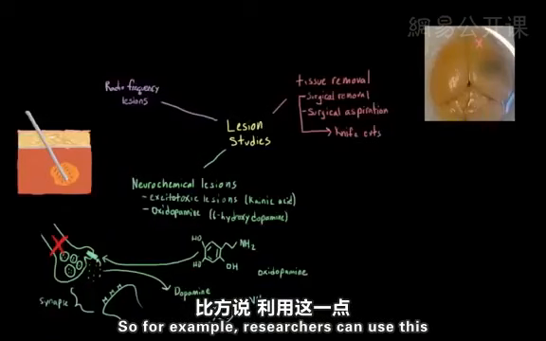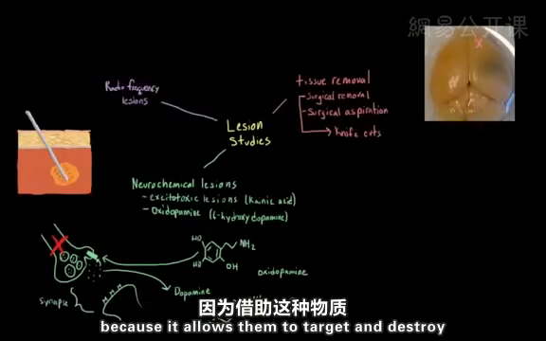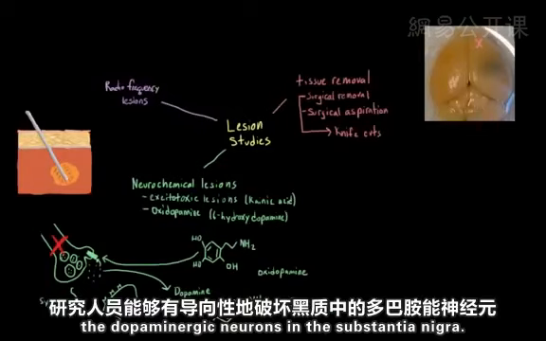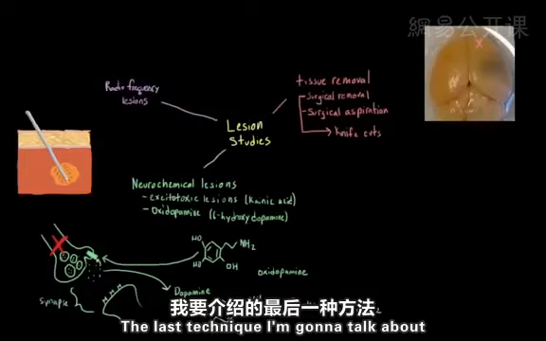So, for example, researchers can use this to model Parkinson's disease in lab animals, because it allows them to target and destroy the dopaminergic neurons in the substantia nigra, the same neurons that are affected and destroyed in Parkinson's disease.